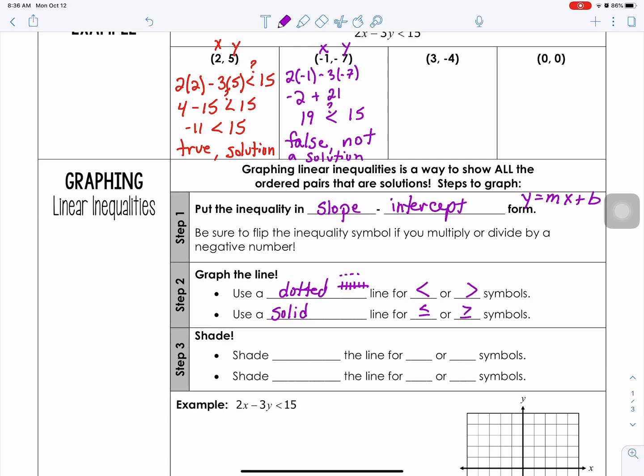So if we're going to put our equations, we need to have our y first, because that's going to help us with shading. So if our y is first, we're going to shade above the line for greater than or greater than or equal to. We want to always make sure of that, otherwise our shading is going to be off a little bit, and we would shade below the line for less than or less than or equal to.